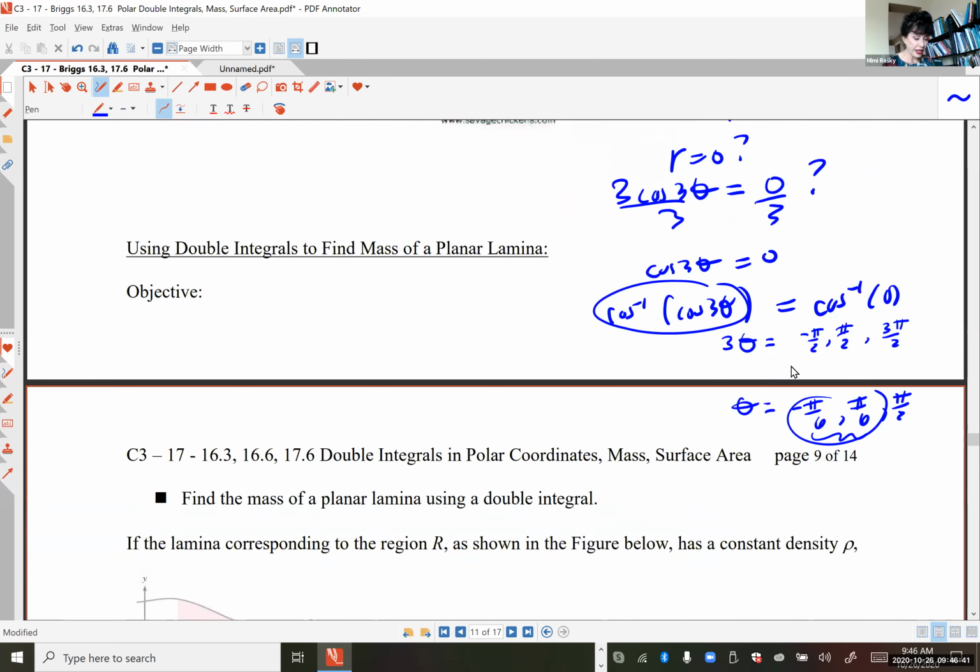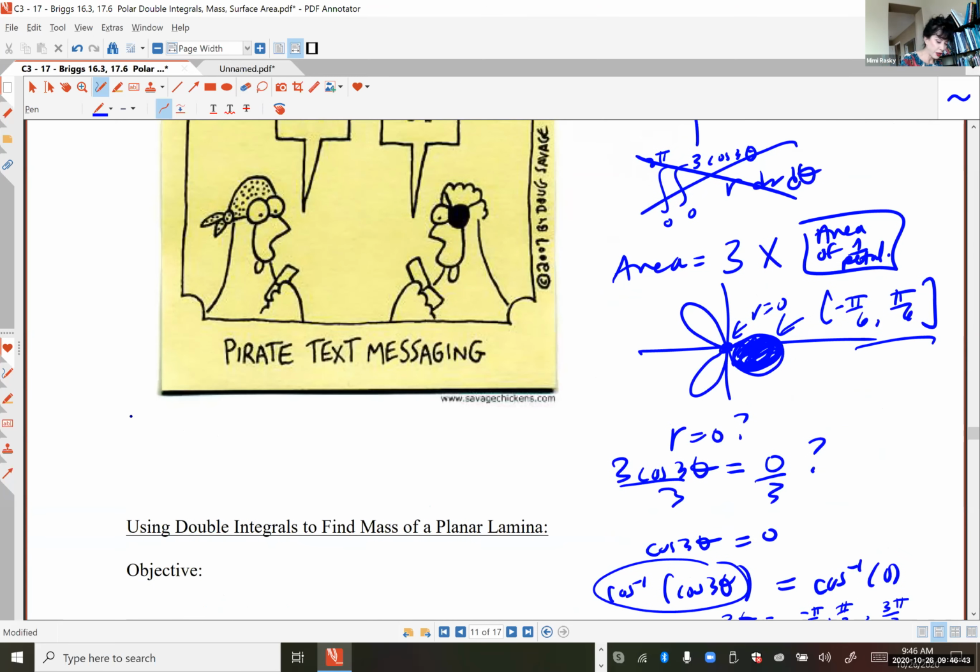So what I'm saying is our double integral over here, which is area, we're going to have negative pi/6 to positive pi/6 for our theta limits. And r is going from 0 to 3 sine, or excuse me, 3 cos, my bad. 3 cos, sorry, 3 cos, come on, baby.